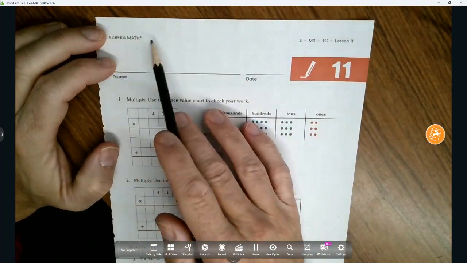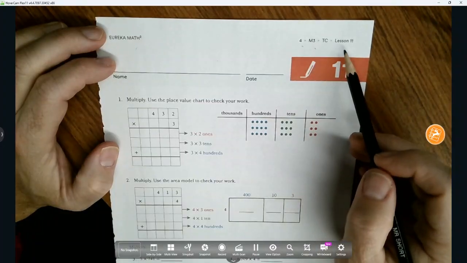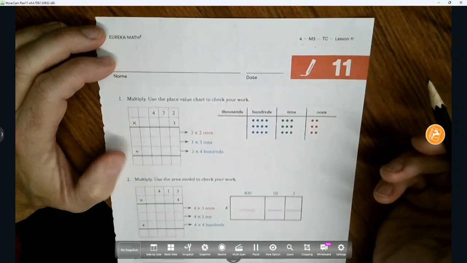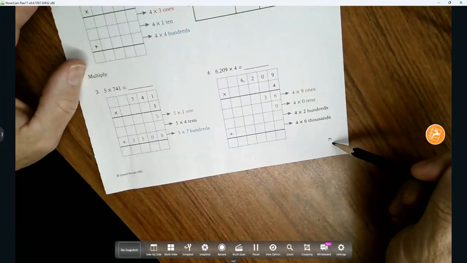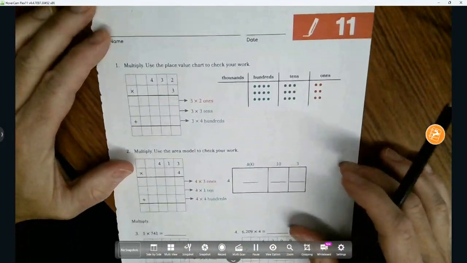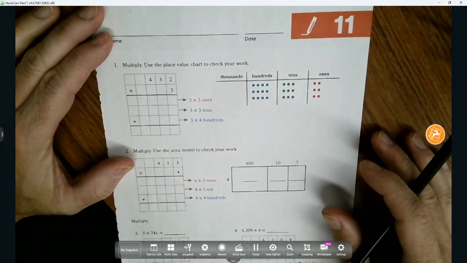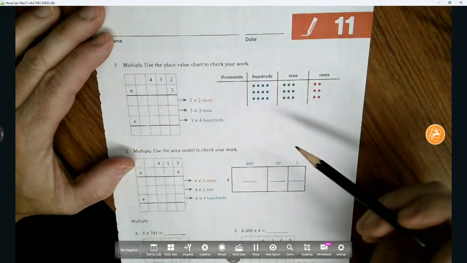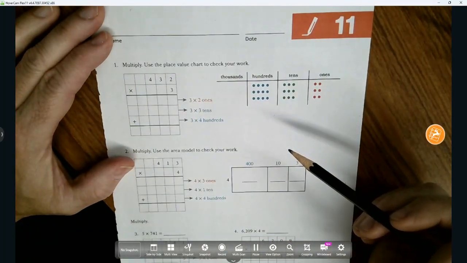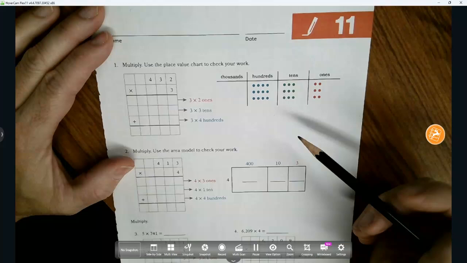All right, Mr. Short, this is Eureka Math Squared, fourth grade, Module 3, Lesson 11, homework help. This is on page 71, and there is a page 72, so make sure you look at both of them. Just like you should have gone over in class, we're working on decomposing when we are multiplying.